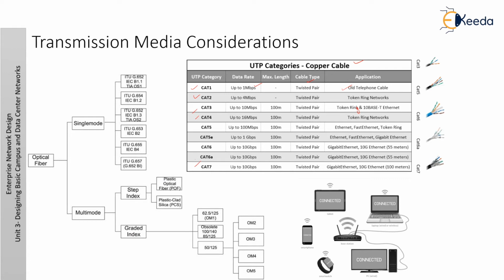Cat3 provides 10 Mbps and is used in token ring and 10BASE-T Ethernet. 100 Mbps is Cat5, and it is used as Ethernet, fast Ethernet, and token ring. Cat 5E goes up to 1 Gbps. It is again Ethernet, fast Ethernet, gigabit Ethernet. Cat 6 and Cat 6A have a maximum length of 100 meters. In case of Cat 7, it is also up to 100 meters, and this is gigabit Ethernet, 10G Ethernet.